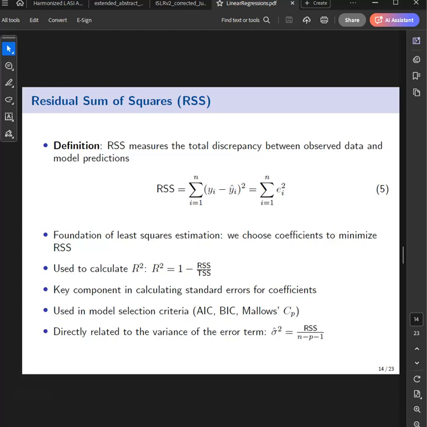And it is also directly related to the estimated variance of our error term, which is also an important parameter for statistical inference. So think of RSS as a measure of what our model has not explained. A smaller RSS means our model is doing a better job of capturing patterns in the data. It is the most direct measure of our model fit, and that's why it is central to so many aspects of regression analysis.